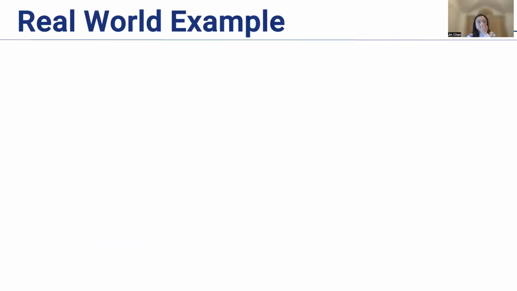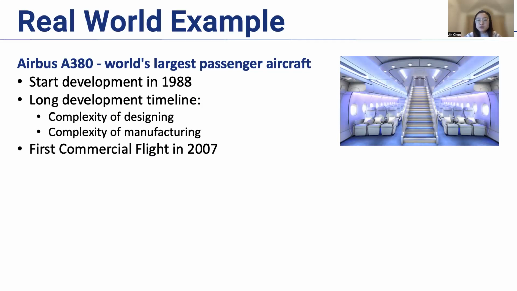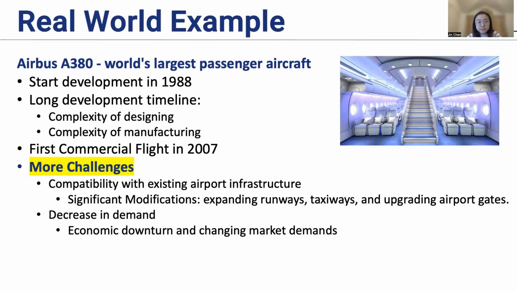So let's see a real-world example of how a product can fail with a long development timeline and market change. The Airbus A380, which is the world's largest passenger aircraft, actually started its development process as early as 1988. And due to the complexity of the design and the manufacturing, it did not have its first commercial flight until 2007. That's nearly 20 years of development time.